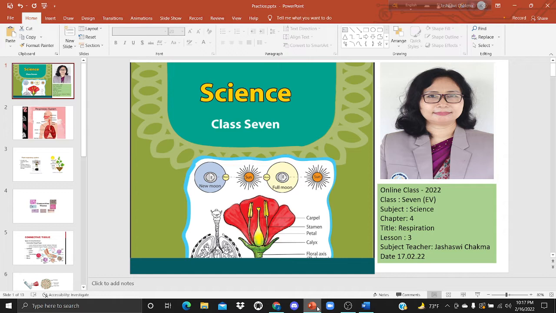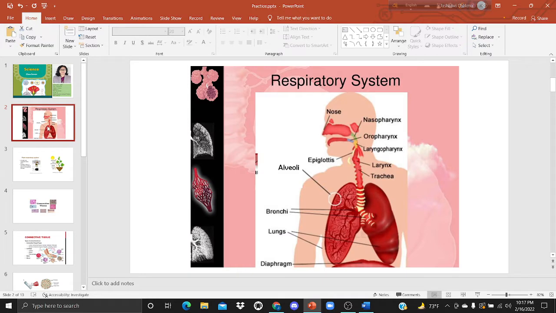In our previous class, we have already discussed the respiratory system in humans and in birds. Today, we are going to learn respiration in animals. It's lesson 3 from chapter 4, page number 37. Take your book and open at page 37. This is the picture of the respiratory system in the human body. We will discuss it in detail today.